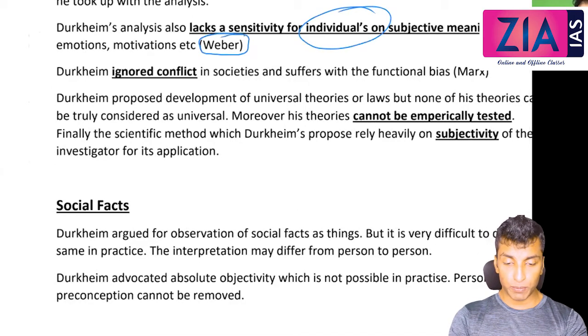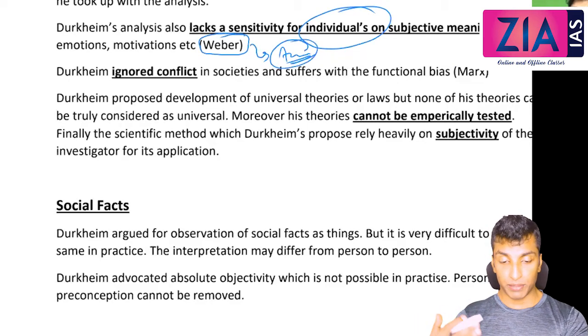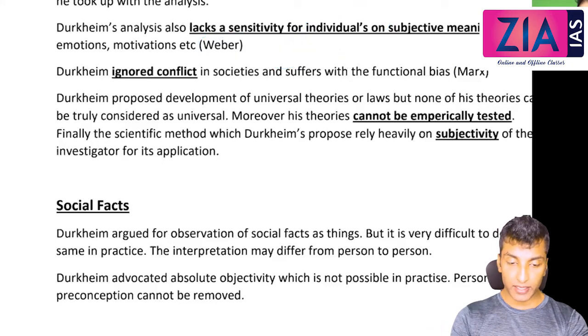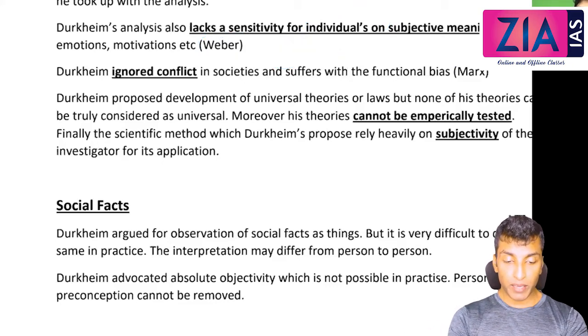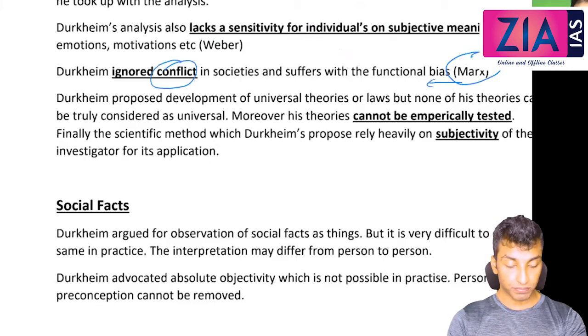So you need to explain this. According to Weber, individuals' meanings, emotions, etc. are considered as the subject matter of sociology that you will study in the next chapter. We have already discussed this in scope also. Durkheim ignored conflict. So here you will talk about Marx. You know that, so I am not adding that.